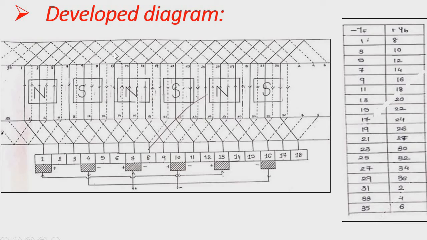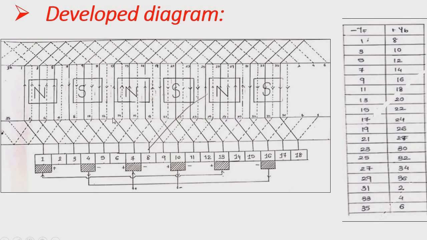7, 7 to 14, 14 to 9, 9 to 16. So we complete all the connections from the winding table. After drawing all the conductor connections, our winding will be like this.